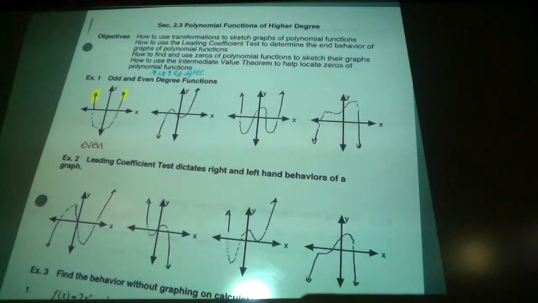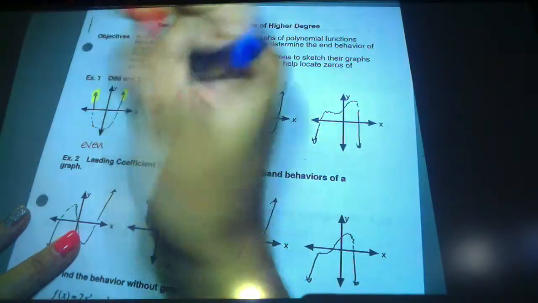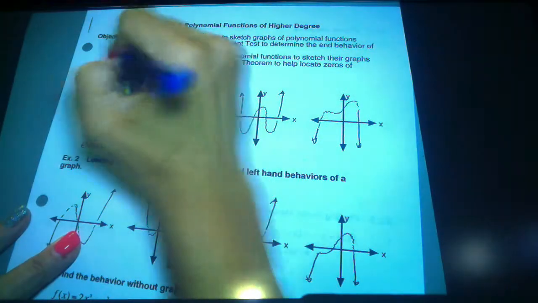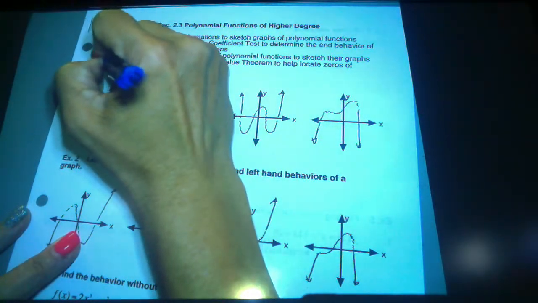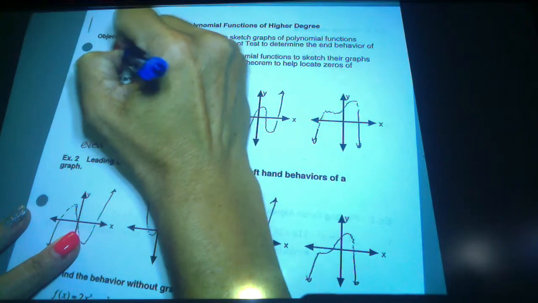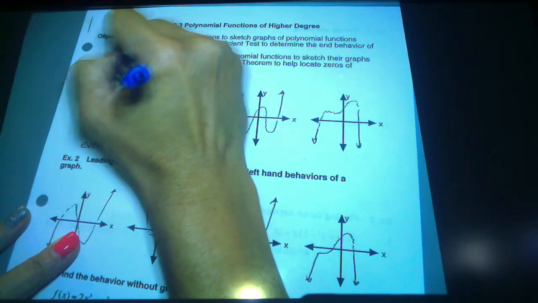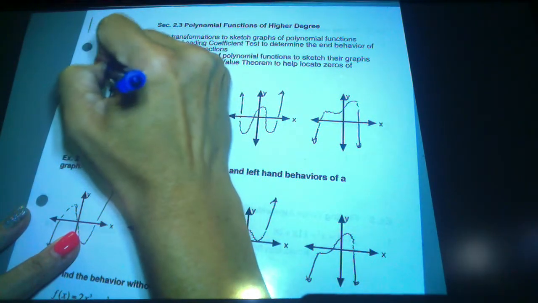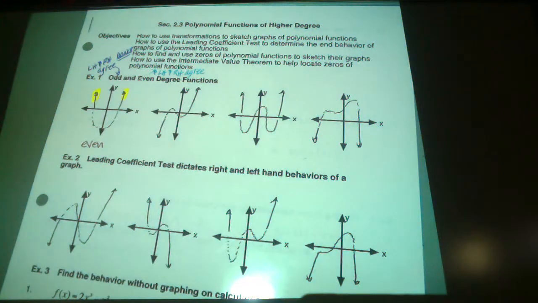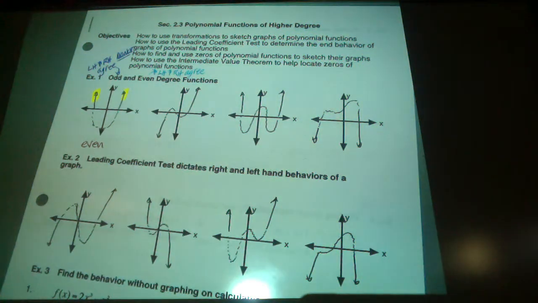Whereas with odd functions, if you think of your most common odd function, which is the cube function, doesn't that look like an S? Right and left hand go in opposite directions. So for your odd function, left hand and right hand do not agree. That's supposed to be separated. Do not, it's really not together. It's not donut.